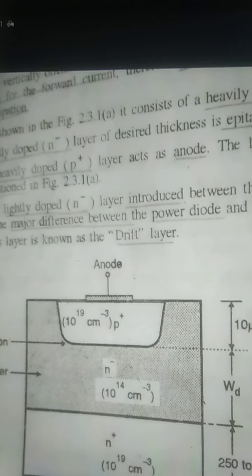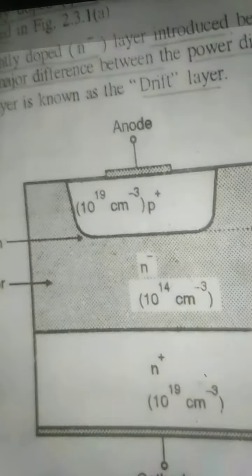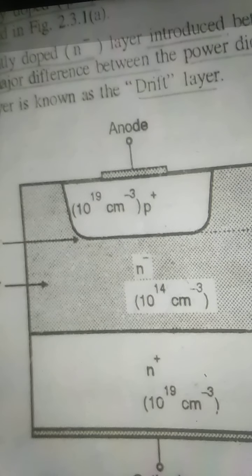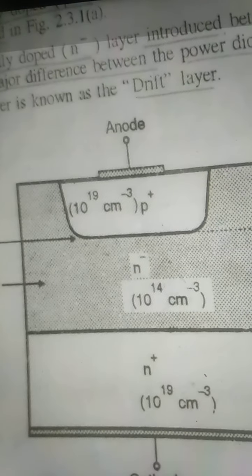Now let us see the construction of power diode. As you see in the diagram, you know very well that in a simple small signal diode, only p-type material and n-type material are joined together. But in case of this power diode, its construction is like this.